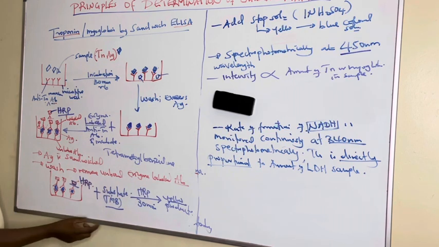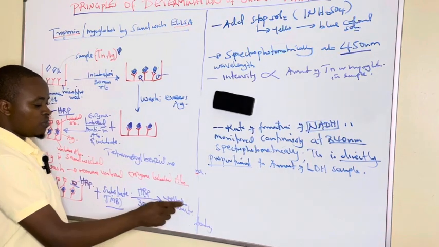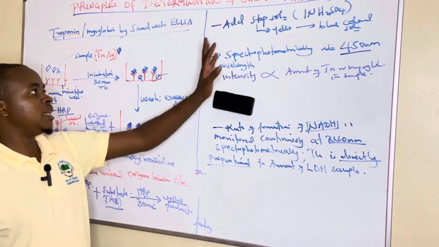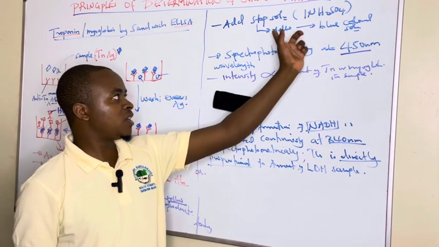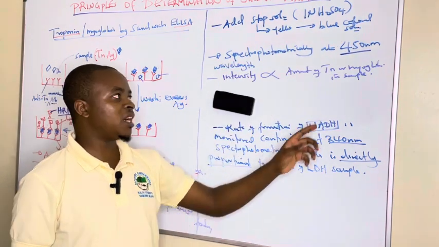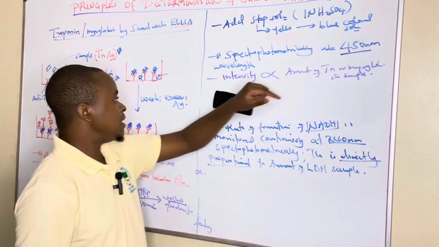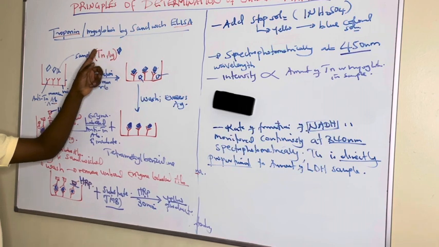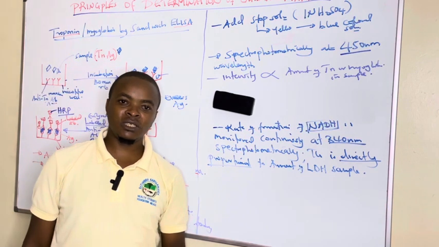After washing, we add a substrate, that is TMB, whereby HRP will catalyze it to form a yellow colored solution. The yellow colored solution after incubation of 30 minutes is terminated by addition of a stop solution known as 1 normal sulfuric acid, leading to the change of the color from yellow to blue. The blue color formed is determined spectrophotometrically at 450 nanometer wavelength, and the intensity of the blue color formed is directly proportional to the amount of either troponin antigen or myoglobin antigen in the sample. That is how we can determine using sandwich ELISA.